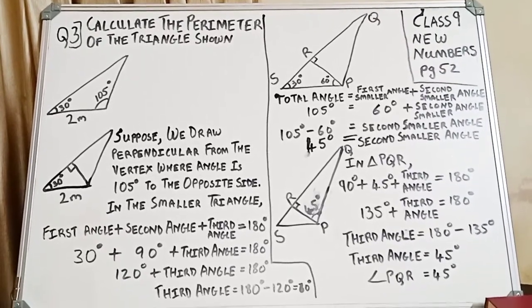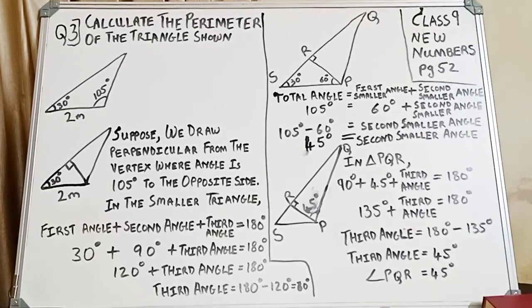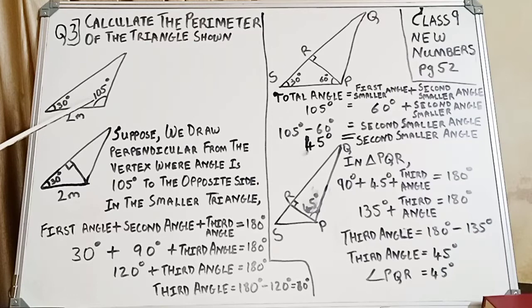So there is a triangle shown, and this triangle has one angle of 30 degree, one angle of 105 degree, and one side given as 2 meter. So there are three things given over here: the side 2 meter, an angle 30 degree, and another angle 105 degree. These are the things given in the question.